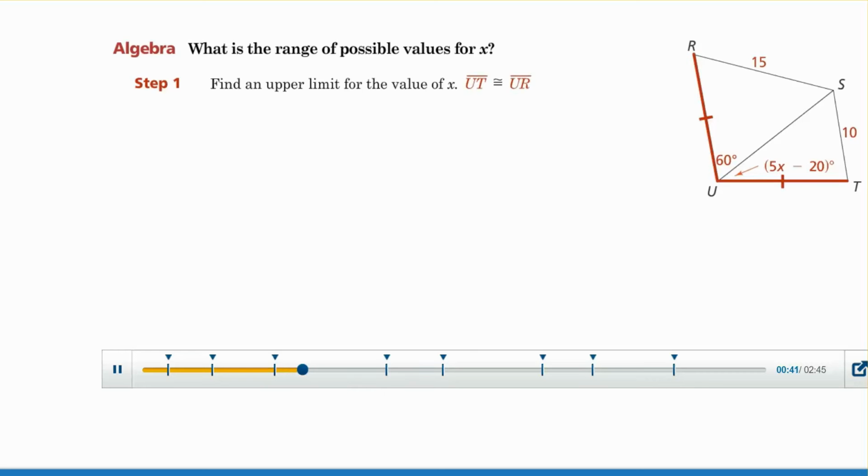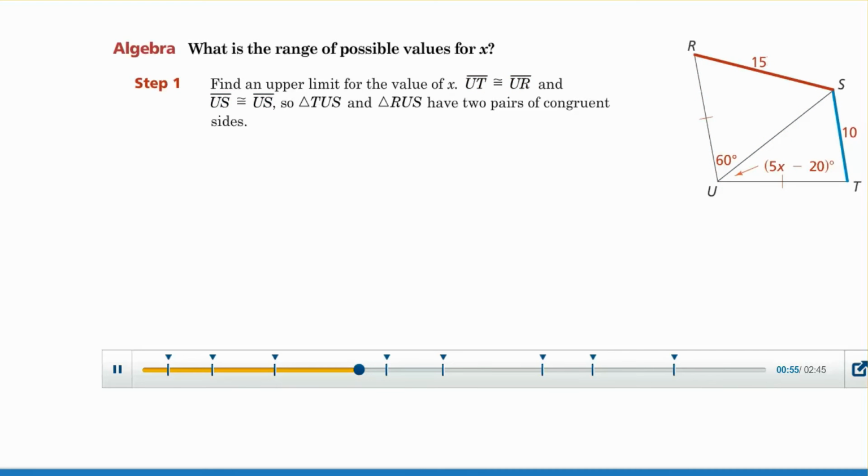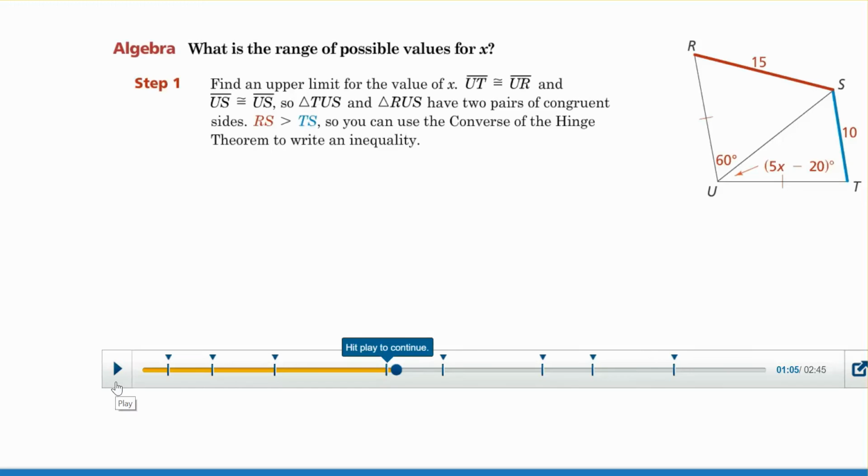Segment UT is congruent to segment UR. And segment US is congruent to segment US, so triangle TUS and triangle RUS have 2 pairs of congruent sides. The length of segment RS is greater than the length of segment TS, so you can use the converse of the hinge theorem to write an inequality. So what we're saying here is we have these two sides congruent, RU and UT. US is congruent to itself because of the reflexive property.